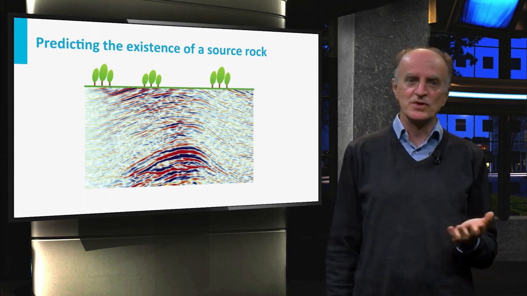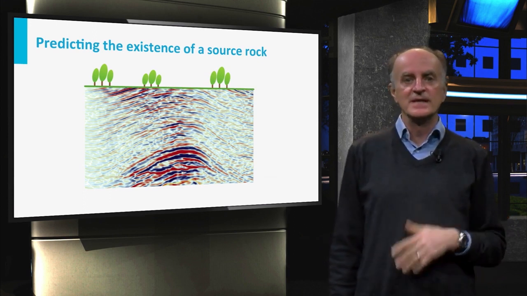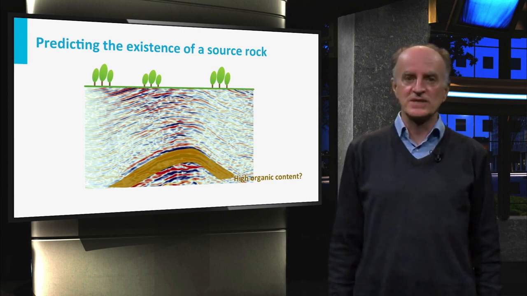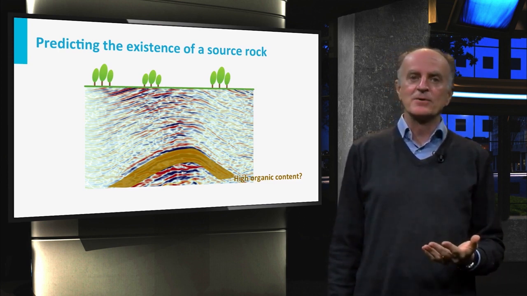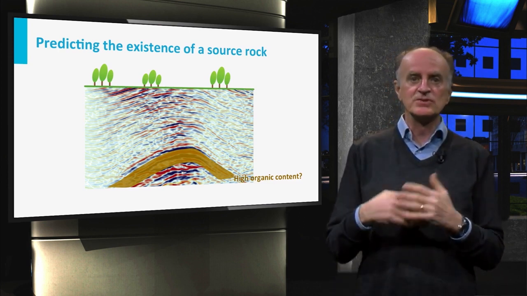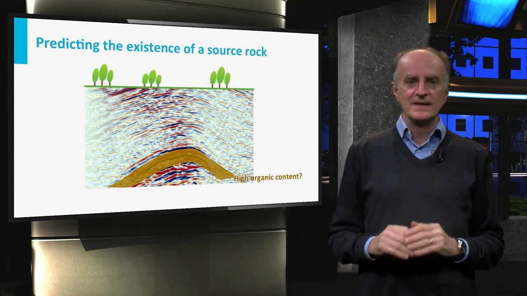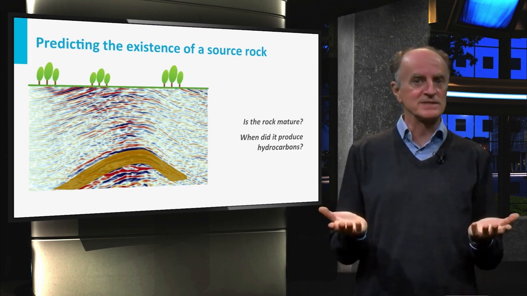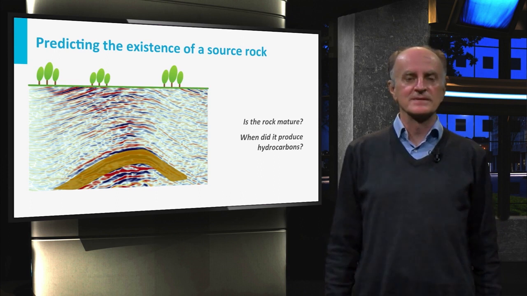Seismic images do not provide obvious answers to this fundamental question. The first step is then to predict the presence of a rock rich in organic matter at depth. This is typically done combining geological models, regional knowledge, and a detailed analysis of seismic data. The second step is to predict its thermal evolution. How mature is the rock? If at all, when did it produce hydrocarbons?